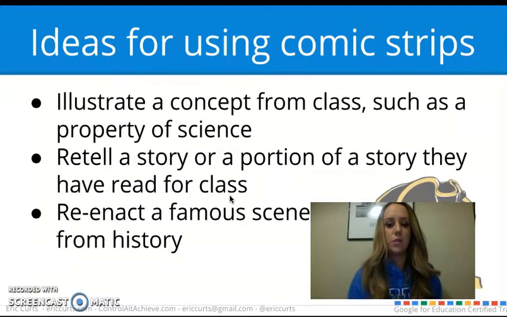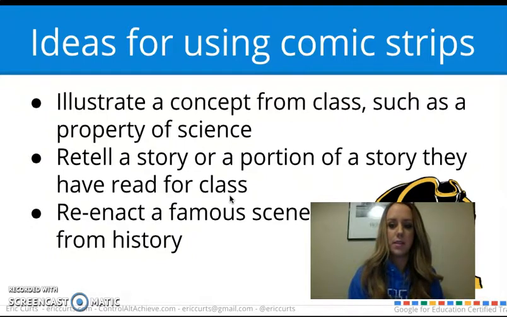One of them is to illustrate a concept from class, such as a property of science like we just saw, or to retell a story or a portion of a story they have read for class, or to reenact a famous scene from history. One thing that I'd really like to do is have my students retell a story. I noticed after our last GRA assessments that that is one skill that all of my students really need to work on.